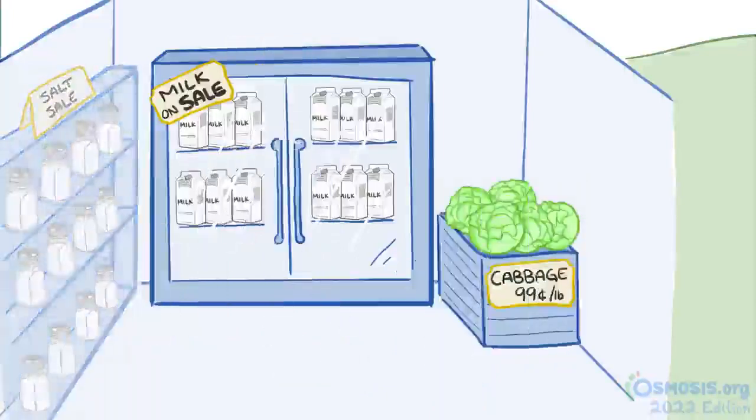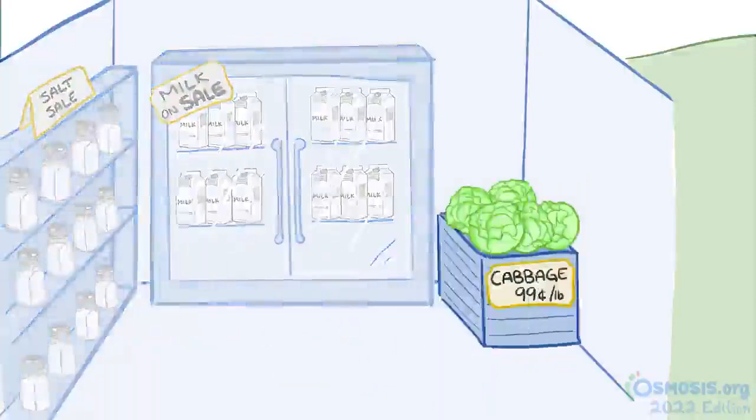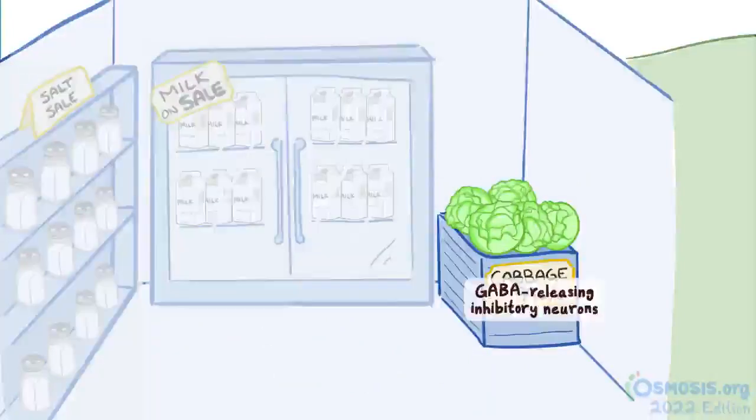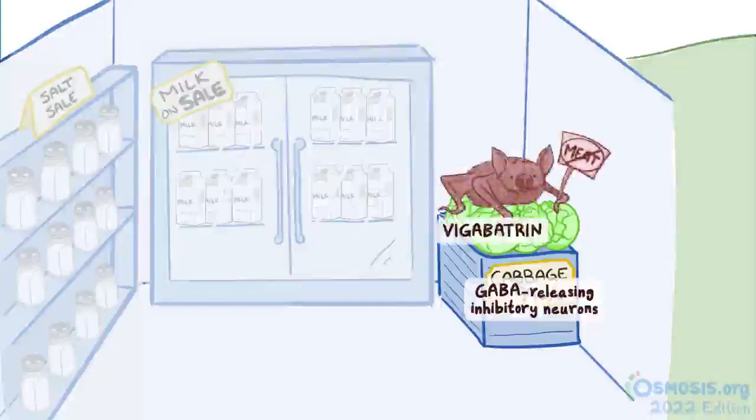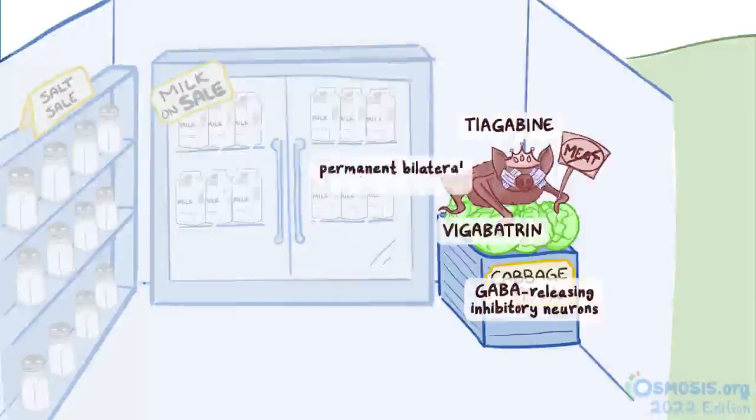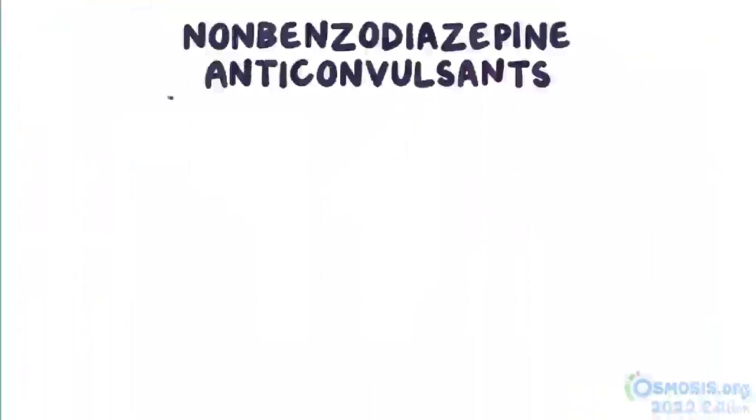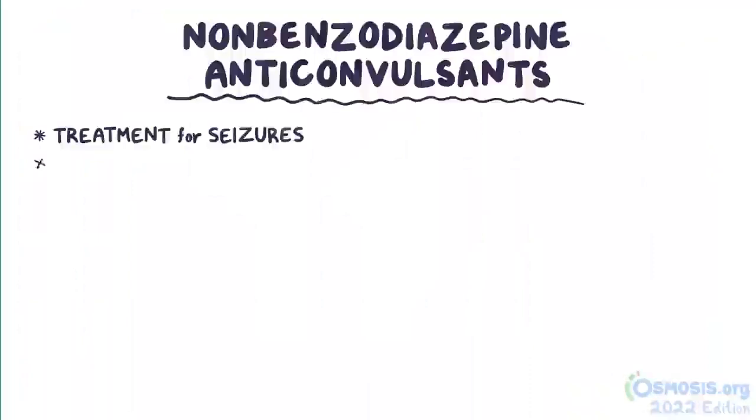Alright, for the final section, let's head to the cabbage bin, where we keep all the medications that mainly affect GABA-releasing neurons. So, checking out the cabbages, we have a vegan bat for vigabatrin, and it's wearing a tiara for tiagabine. For side effects, let's cover the eyes of the bat in bandages to help you remember vigabatrin can cause permanent bilateral blindness.